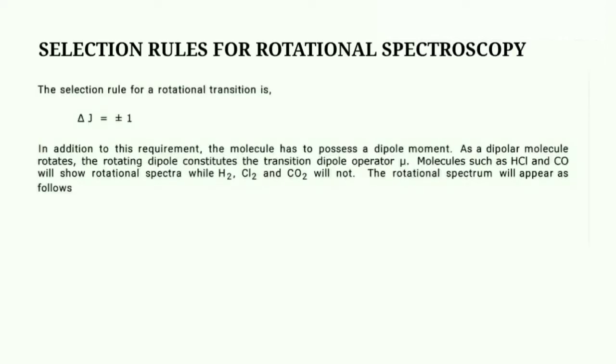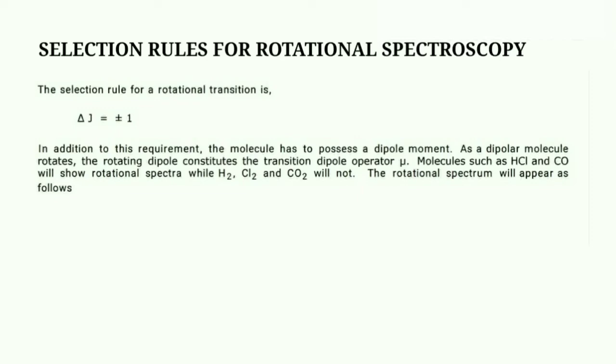So first of all we'll see what are the selection rules for rotational spectroscopy. For a particular spectroscopic study there will be a particular selection rule. For rotational spectroscopy the selection rule is delta J equal to plus or minus 1, where J is called the rotational quantum number. Delta J equal to plus 1 corresponds to absorption and delta J equal to minus 1 corresponds to emission.